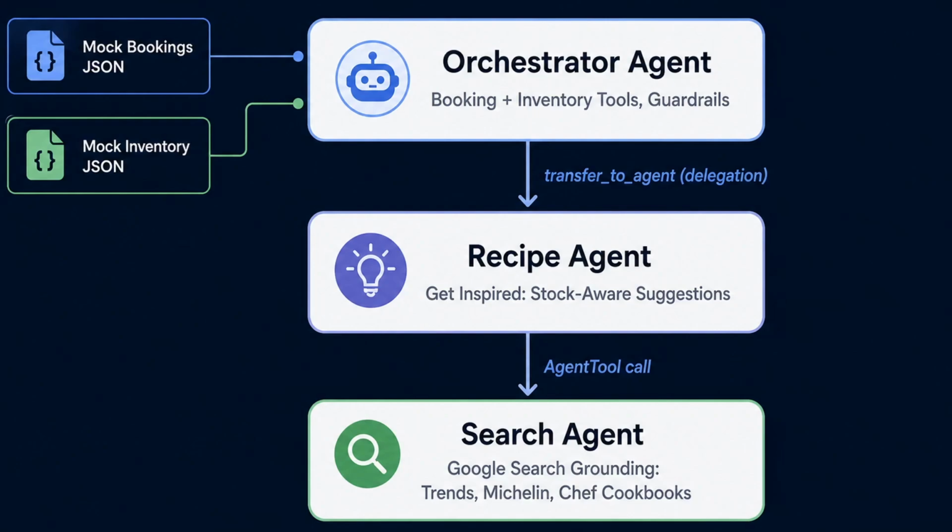When someone asks for recipe ideas, it delegates to a recipe agent, which then calls a search agent to ground its suggestions in live Google search results covering local trends, Michelin star dishes, and ideas from chef cookbooks. So here's a small overview for that.